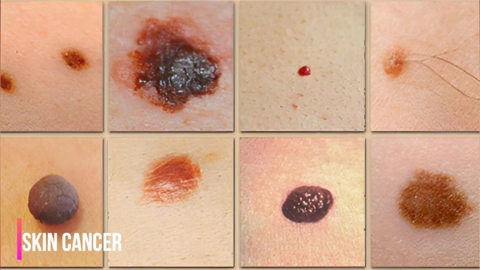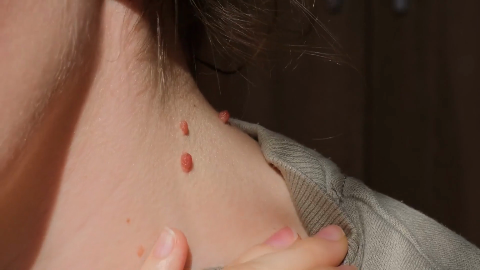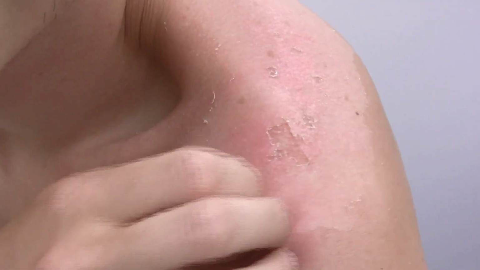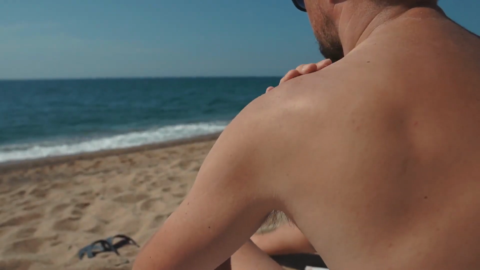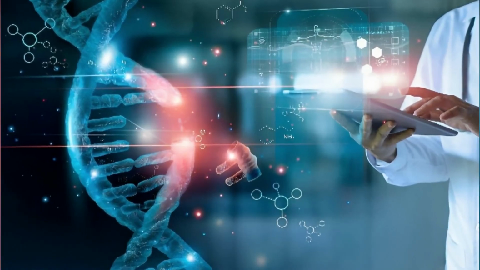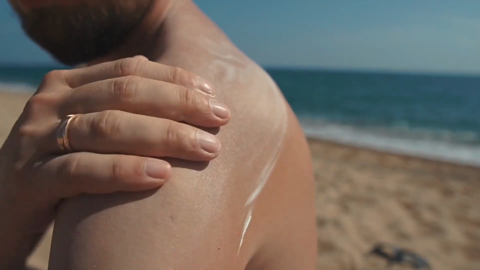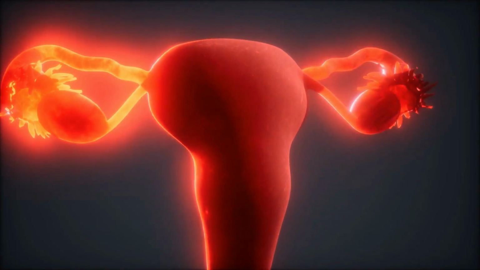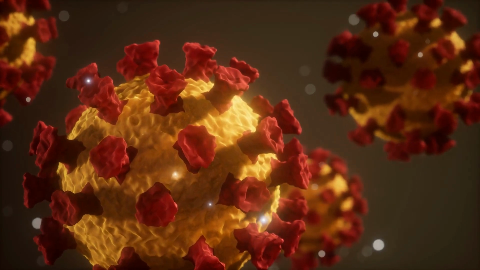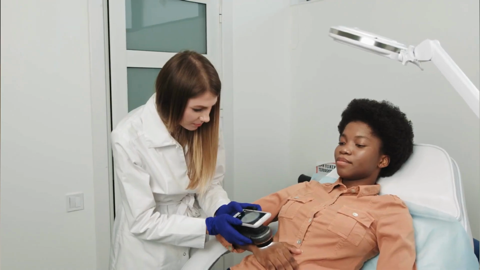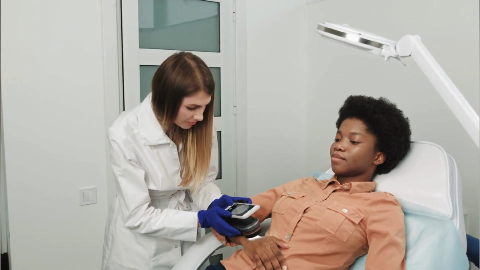Skin cancer. Cancer of the skin, including melanoma, is frequently associated with exposure to ultraviolet radiation, either from the sun or from tanning beds. It is critical to do early diagnostics and preventative measures, such as applying sunscreen. Ovarian cancer. Cancer of the ovaries affects the ovaries, which are part of the female reproductive system. Early detection is challenging, and symptoms are frequently ill-defined, both of which can contribute to a delayed diagnosis.